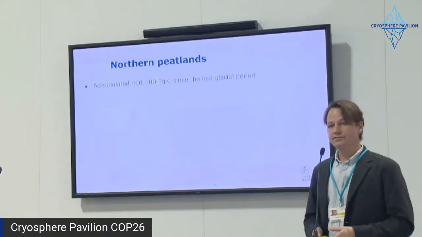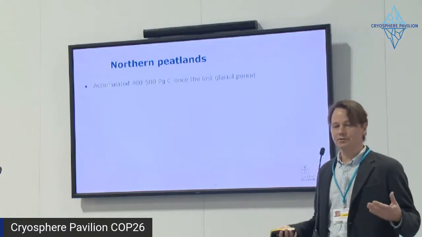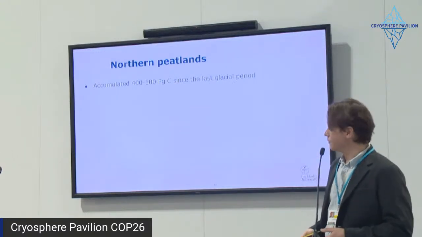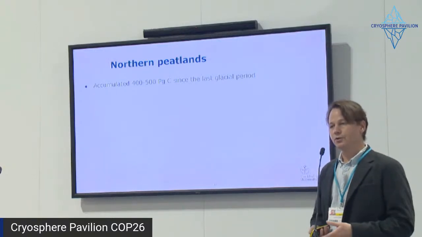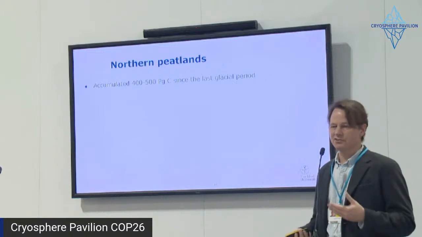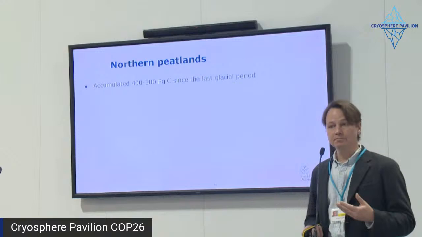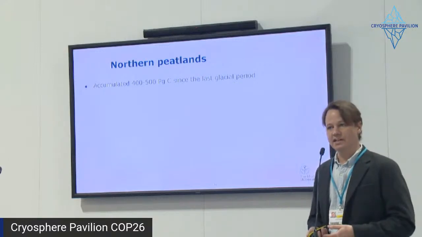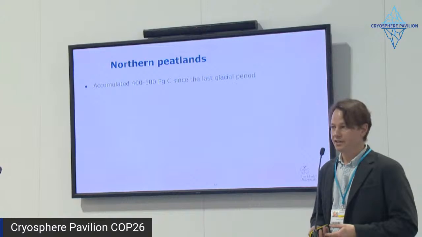So I wanted to give a general overview of some facts on Northern Peatlands to frame the talk as we go on. There are a lot of different estimates, but most estimates for Northern Peatland carbon storage converge somewhere around 400 to 500 petagrams of carbon, which has mainly accumulated since the last glacial period. So in the last, say, 10 to 14,000 years.